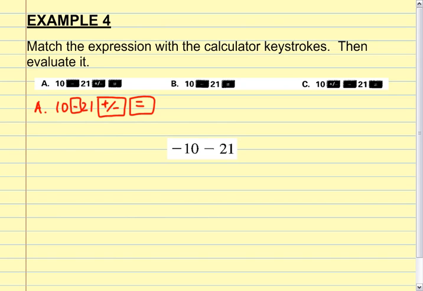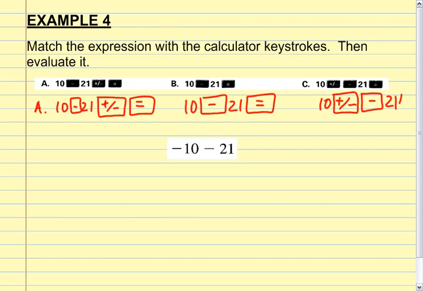We'll talk about that in just a second. And I want to show it to you because you're going to have problems like this in the homework, and I just want you to get a feel for this type of problem. B says 10 with a button, minus 21, and then this button is equals. And then C says 10, and it's the plus minus button, and then minus 21 equals.